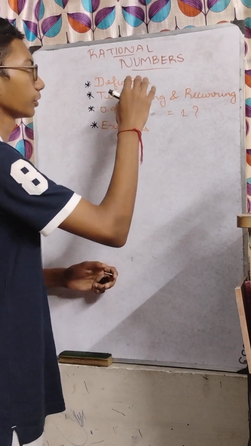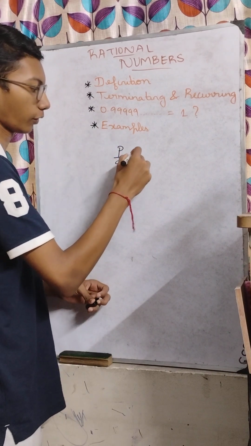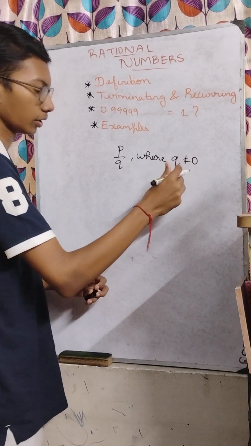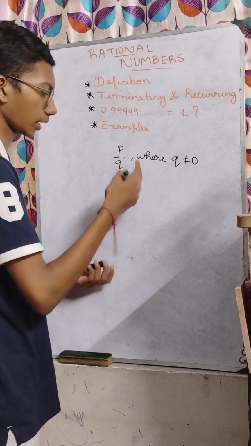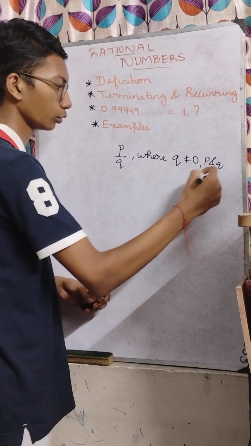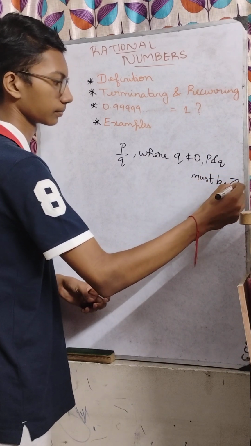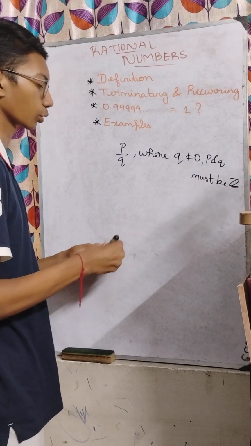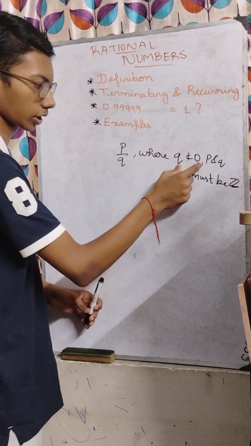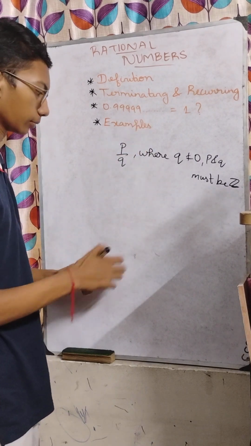So first, the definition of rational numbers. All numbers that can be represented in P by Q form where Q is not equal to 0. If Q is 0, then it is clearly infinite, gives infinity. And also P and Q must be integers. So any number that can be denoted in P by Q form where Q is not equal to 0 and P and Q are integers. So that's the definition of rational numbers.